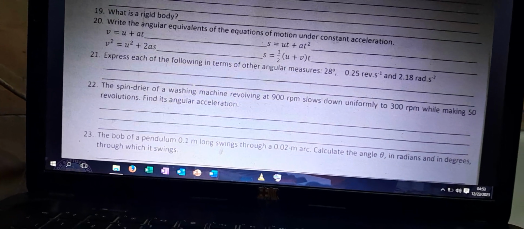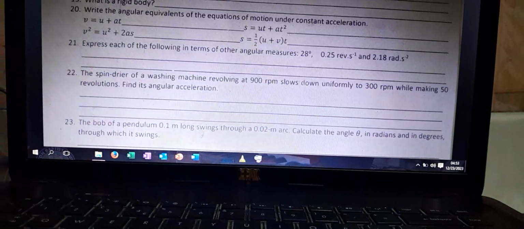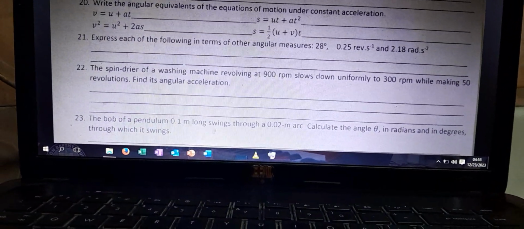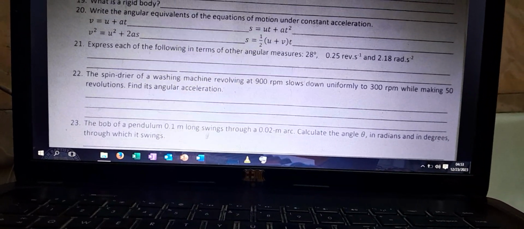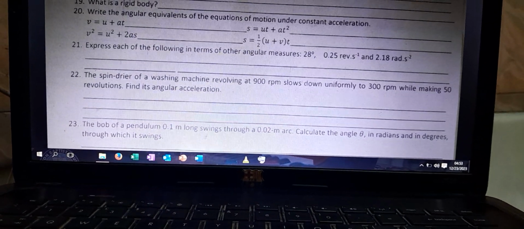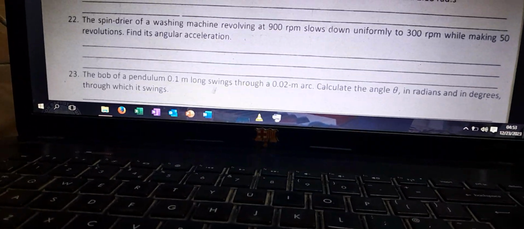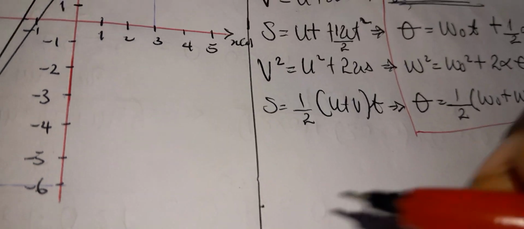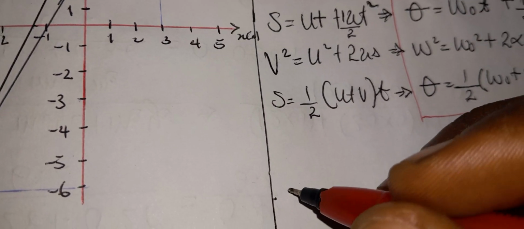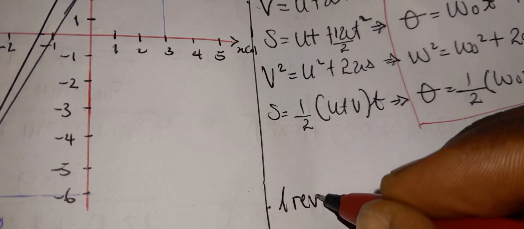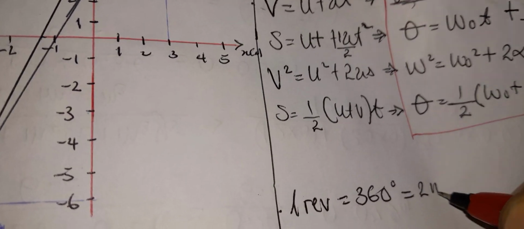So I'm going to go to question 21. We're asked to take 28 degrees, 0.25 revolution per second, and 2.18 revolution per second squared, and convert them to other forms that have to do with angular measurement. Let's write everything that has to do with angular motion, the measure, the unit. One revolution equals 360 degrees, which is the same thing as 2 pi rad.